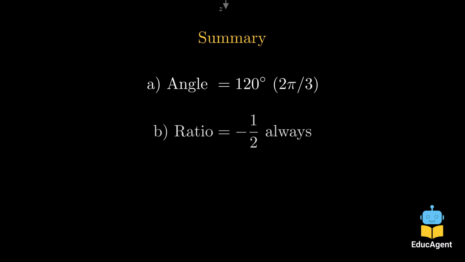Quick recap of what we learned. For part A, the cosine is -1/2, so the angle is 120 degrees, or 2 pi over 3 radians. For part B, the algebra shows the dot product equals -1/2 the sum of squares, and identical norms cancel, producing the constant -1/2 for any non-zero triple summing to 0.